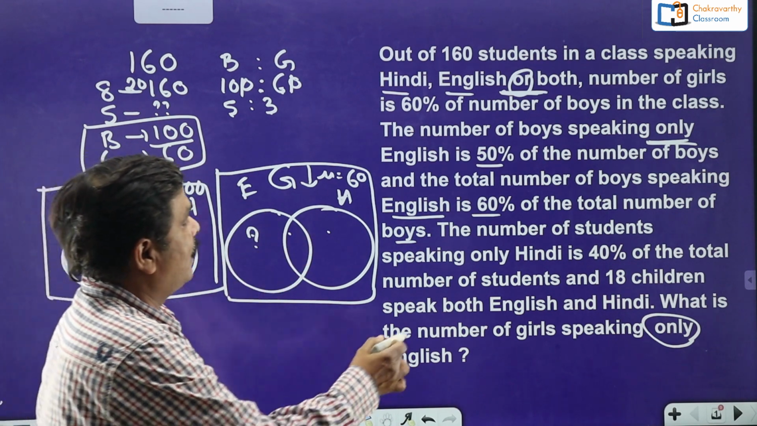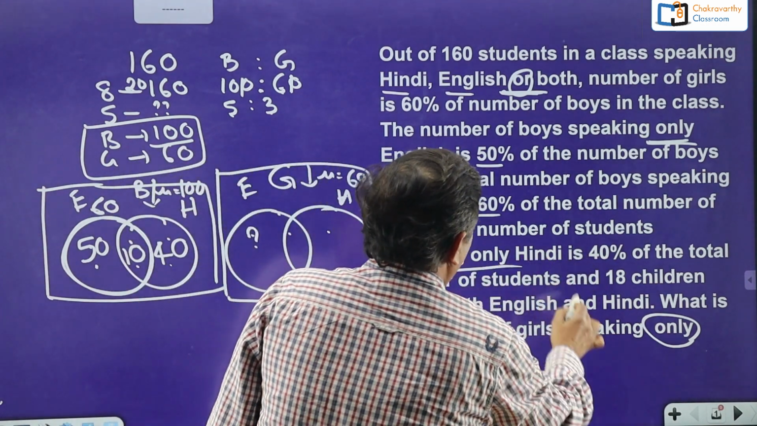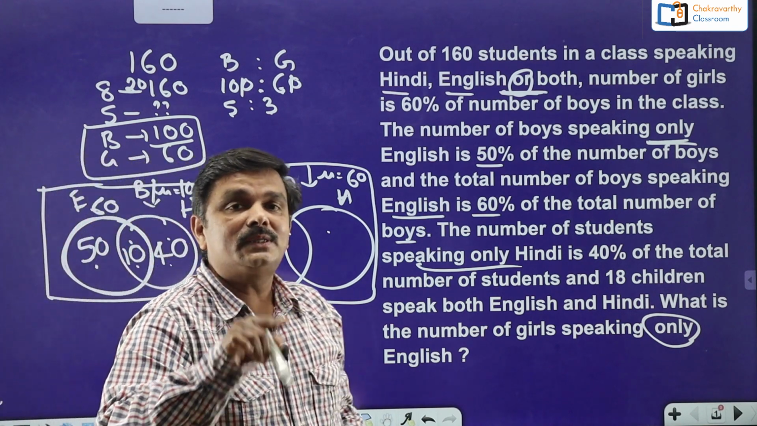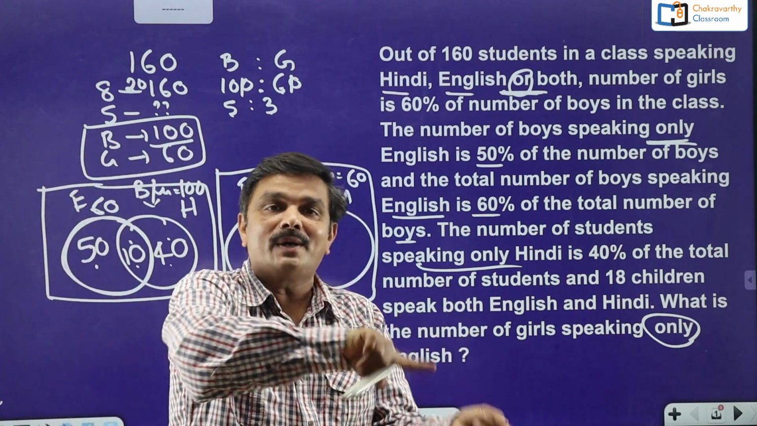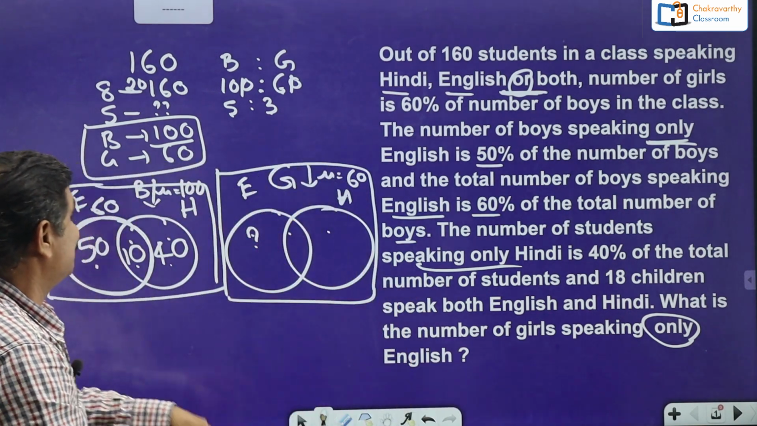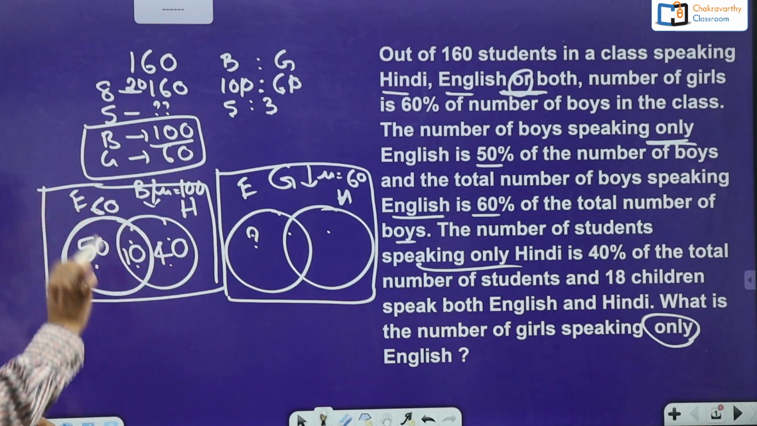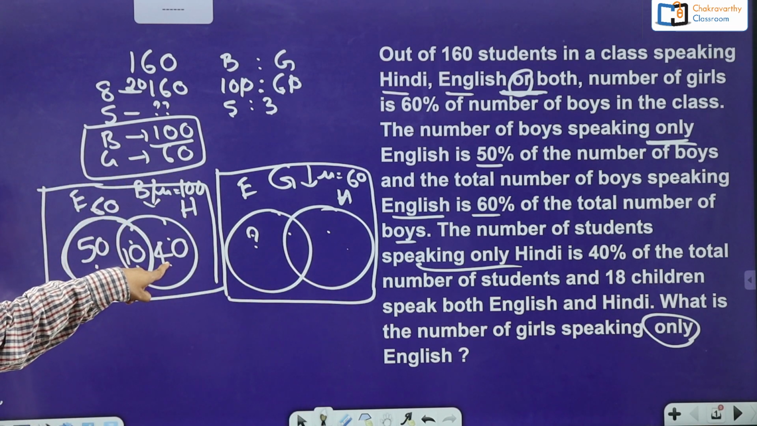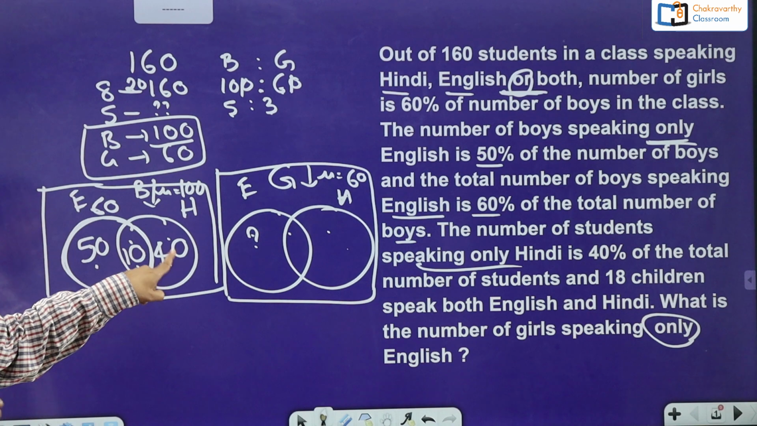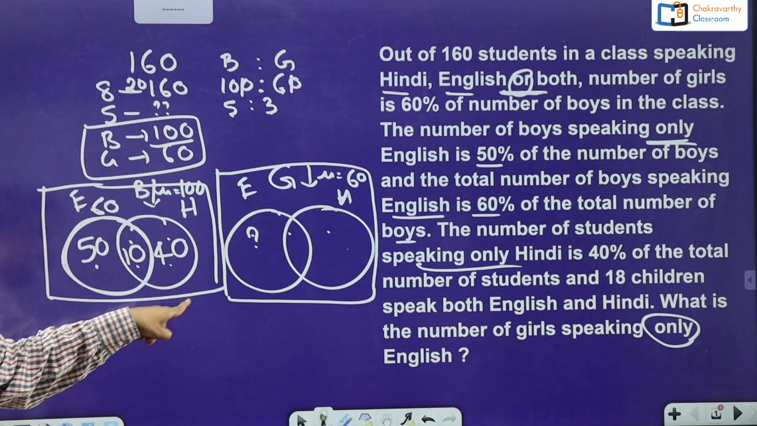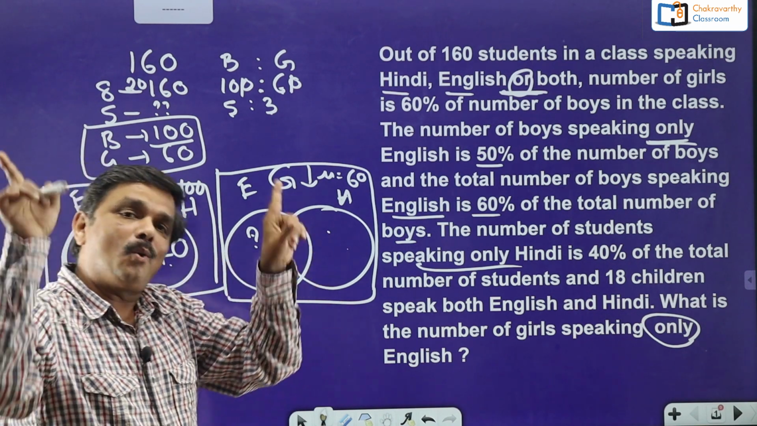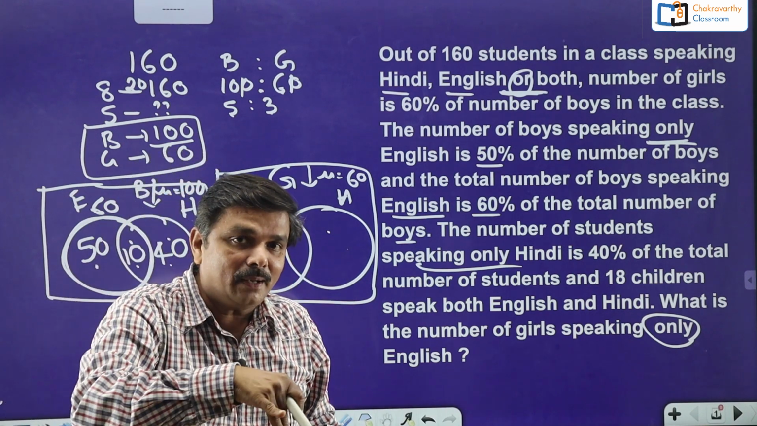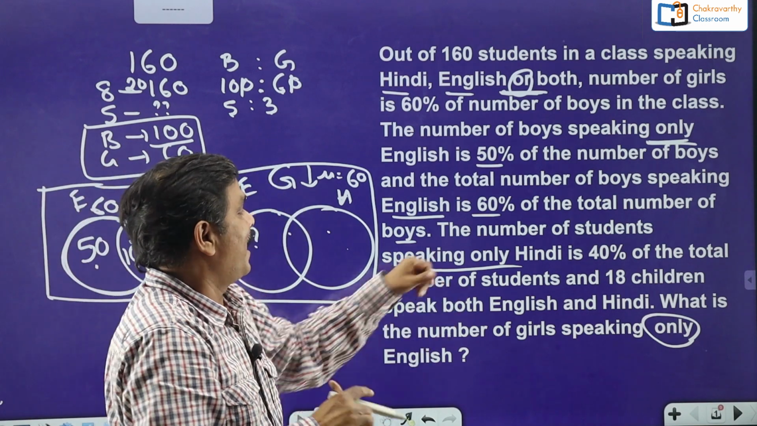Now, go for the next data, how they have given the number of students speaking only Hindi. Now, they are talking about total number of students who can speak only Hindi, boys and girls together. That means only Hindi means this part plus this part. So here this 40 represents the number of boys who can speak only Hindi plus number of girls who can speak only Hindi. That is equal to total number of students who can speak only Hindi. Okay. Now what is this one?